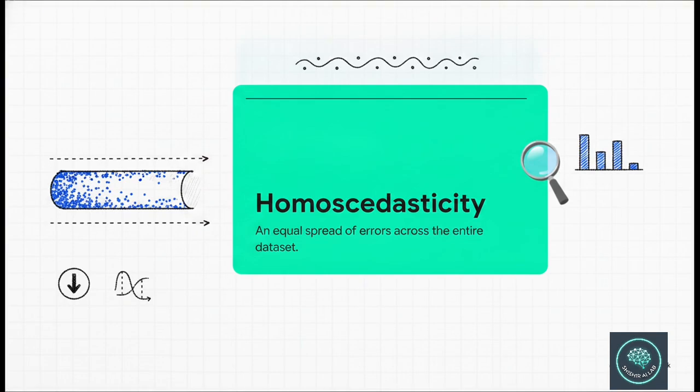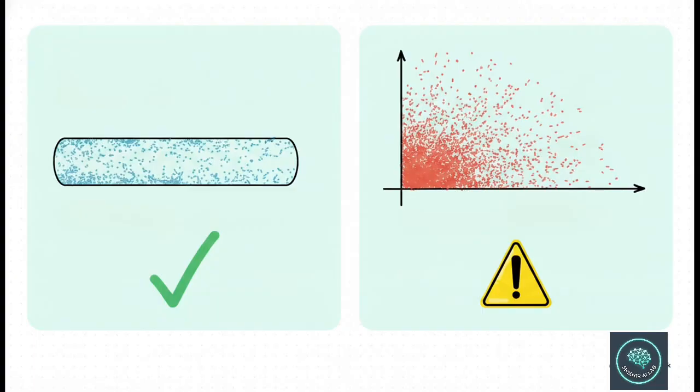Honestly, it should look like a steady tube or a continuous tunnel of data points. But we need to talk about an urgent warning here. We've got to contrast homoscedasticity with its evil twin, heteroscedasticity. When you have heteroscedasticity, your errors don't form that neat tube. Instead, they form a dreaded fan or cone shape. This means that as your predictions get larger, the errors get wildly wider and way more unpredictable.